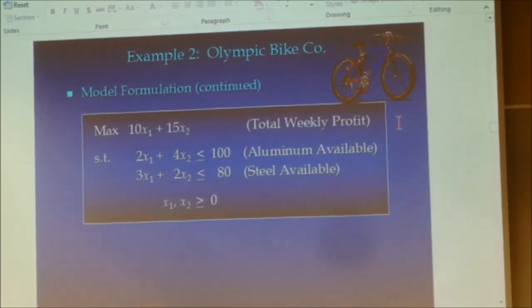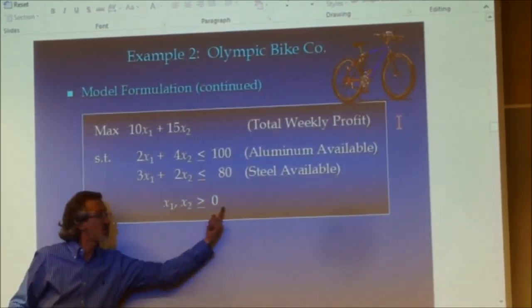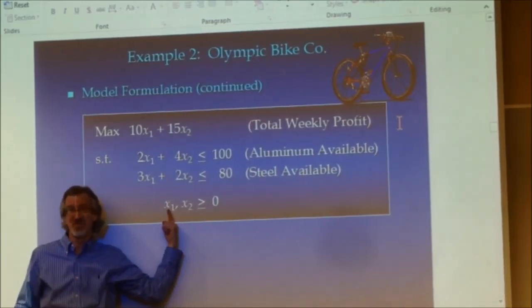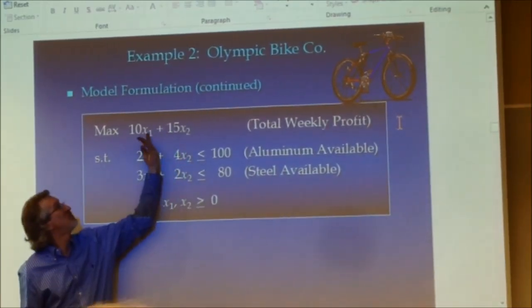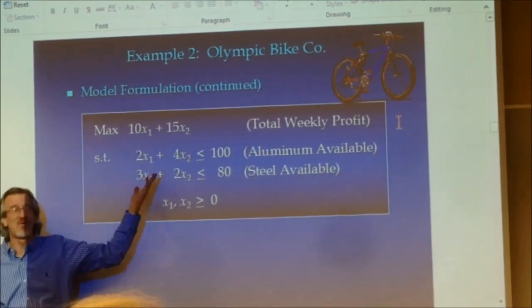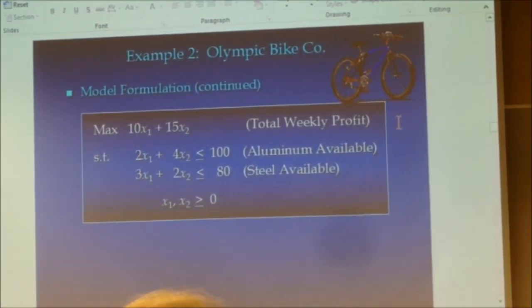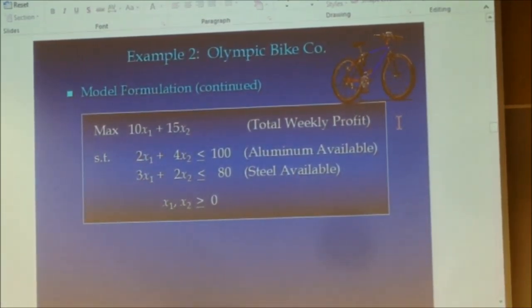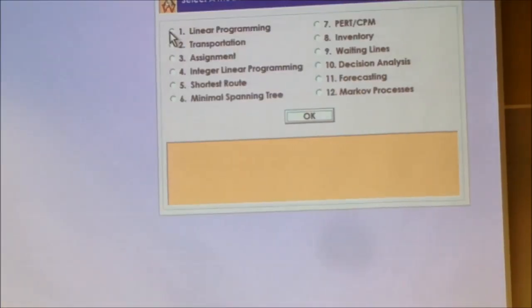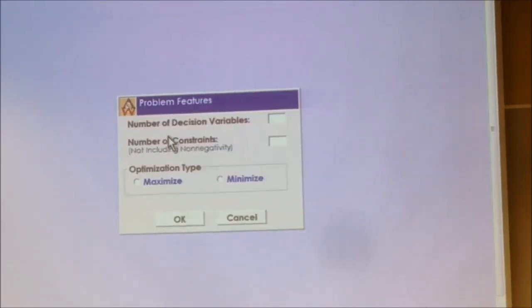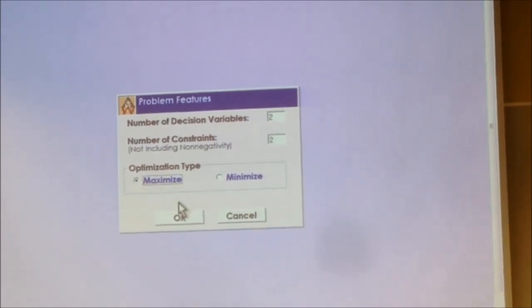So we write it up, looks like this, max. We never have to write this. We're assuming it the whole semester that our decision variables are positive. We're using D and P instead of X1, X2. That's the only difference. Same thing. We go ahead and put it into the software. Here we go. Linear programming, right? There we go. New. How many decision variables? How many constraints? Max? Okay.